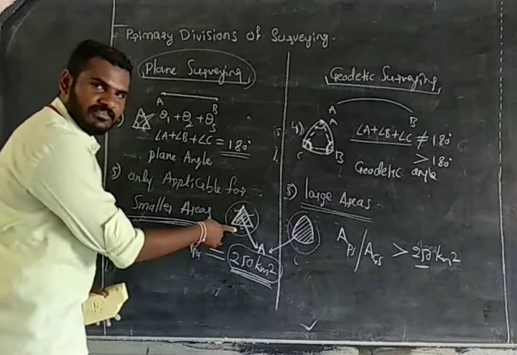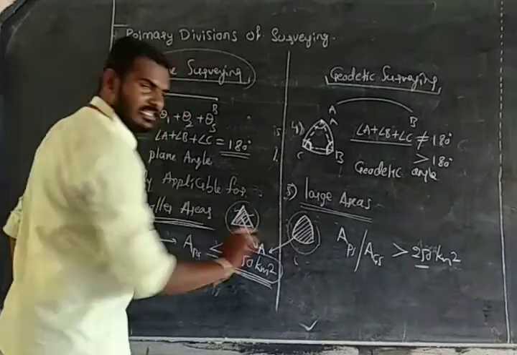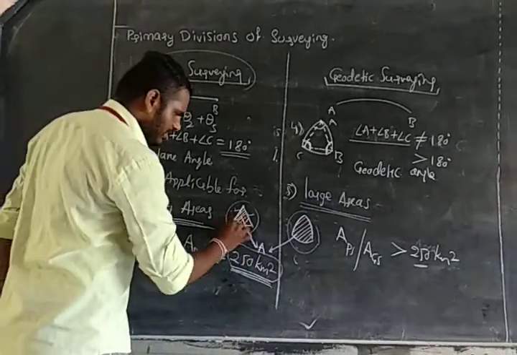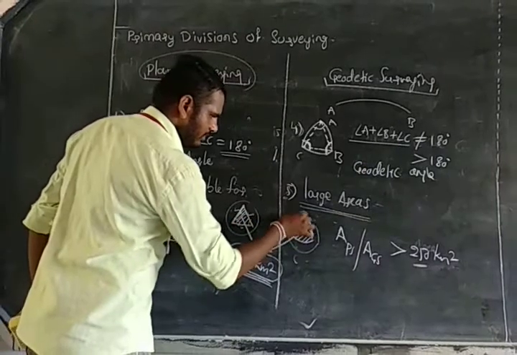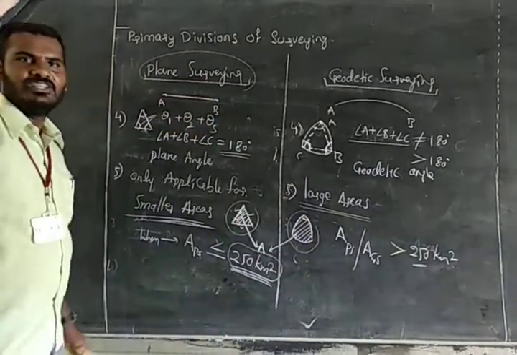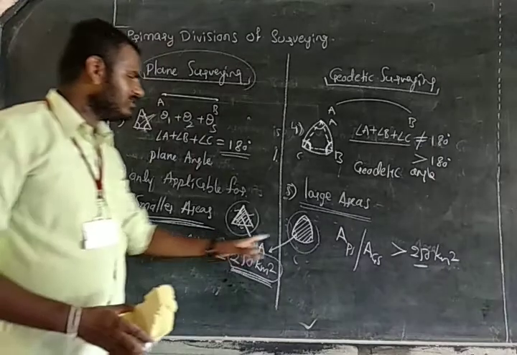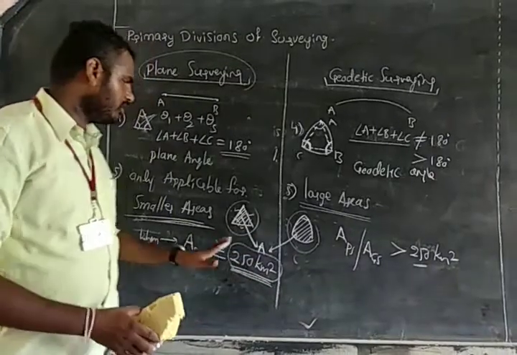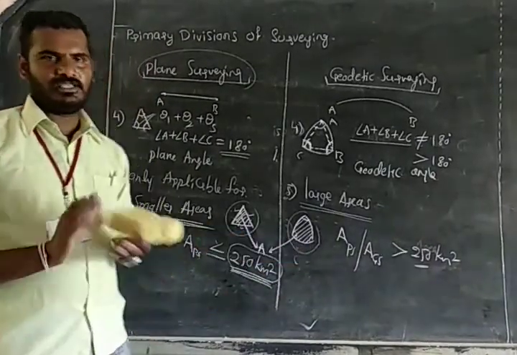These three lengths are different. Likewise here also the lengths are different. As usual, the angles bounded are different. So how do the angles differ between plane surveying and geodetic survey?